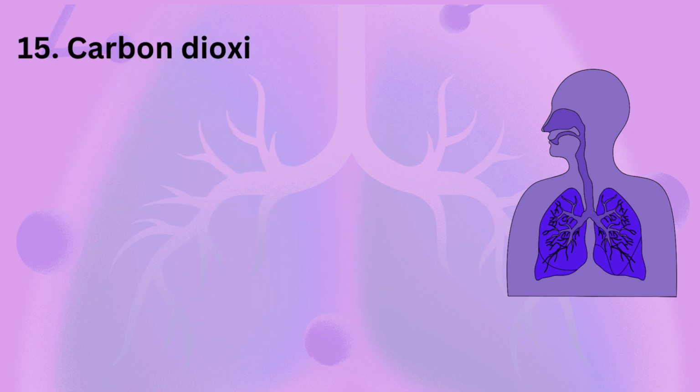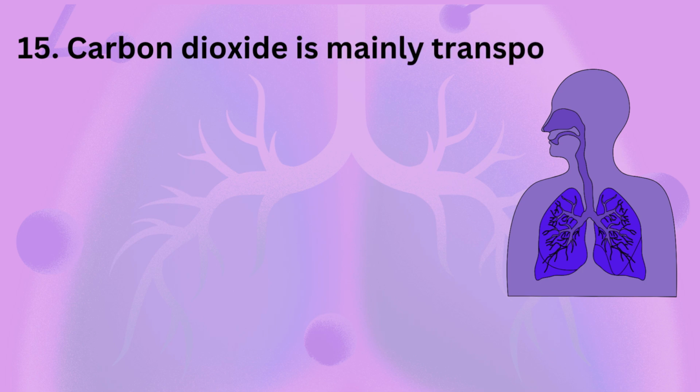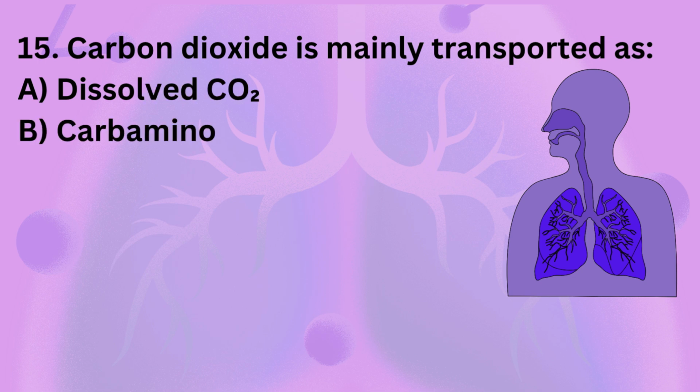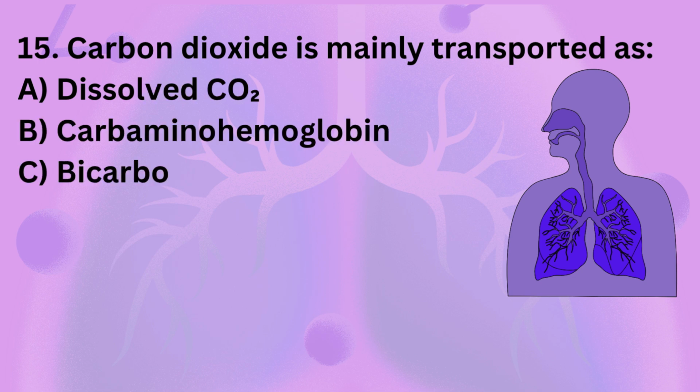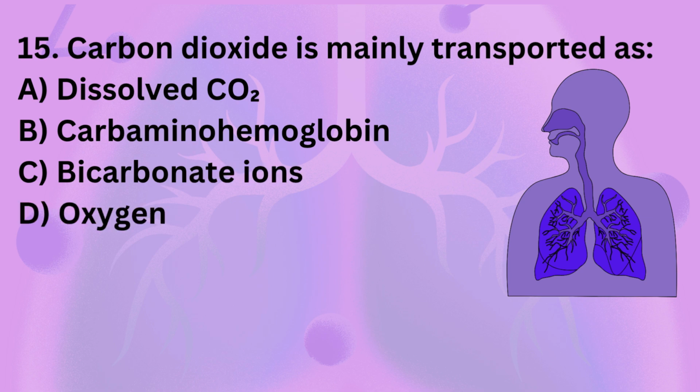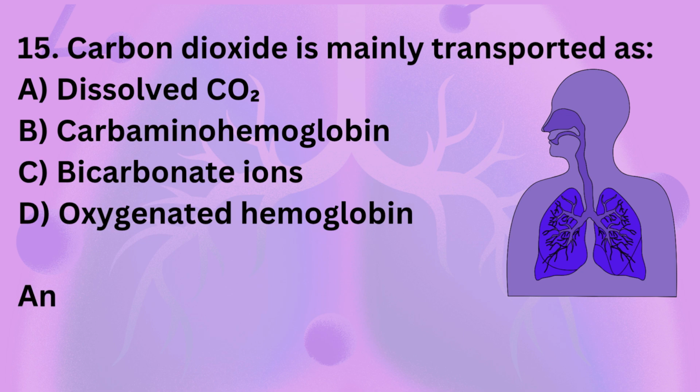15. Carbon dioxide is mainly transported as A. dissolved CO2. B. carbaminohemoglobin. C. bicarbonate ions. D. oxygenated hemoglobin. Answer. C. bicarbonate ions.